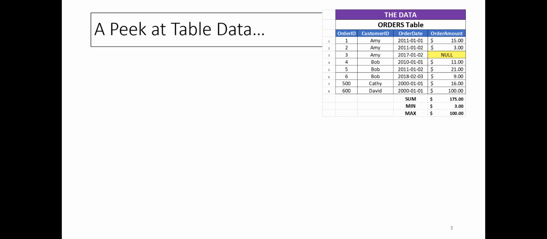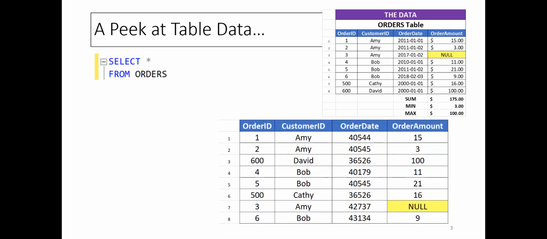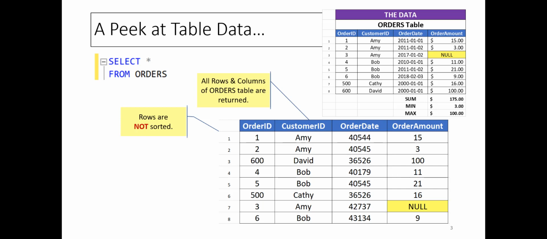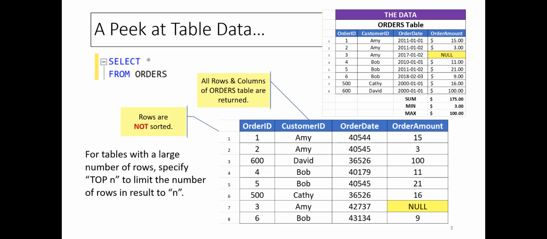Next, we'll write some commonly used queries to get a look at the data in this table. Here's a query with which you're most likely familiar. Select star returns all rows and all columns of the orders table named in the from clause. Note that by default, the rows are not sorted. This is because the rows of a relational table are considered to belong to a set, or a multi-set if there are duplicates, which by definition is unordered.